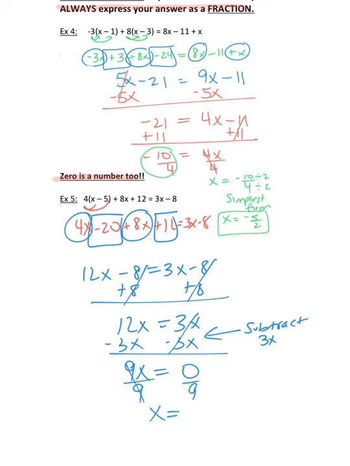And again, this feels awkward. It feels like you're doing something wrong, but you're not. 0 is a number too. 0 divided by 9 is 0. 0 divided by anything is 0. Okay, so by getting an answer of x equals 0, you're saying that the number 0, if it were to replace the value of x up above, then it would give me the same answer on both sides of the equal sign. That's what that means, x equals 0.